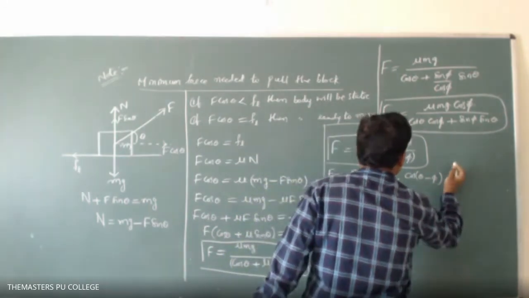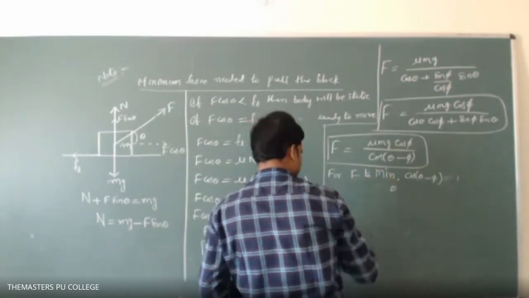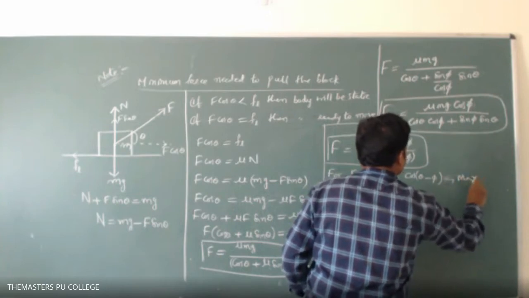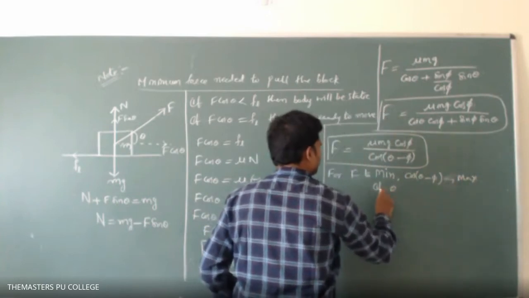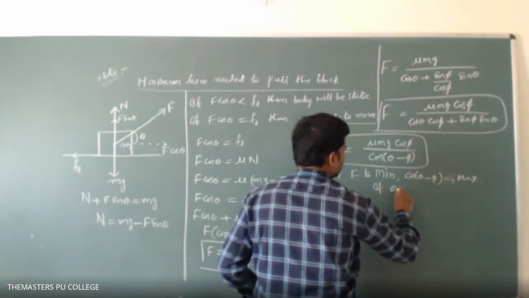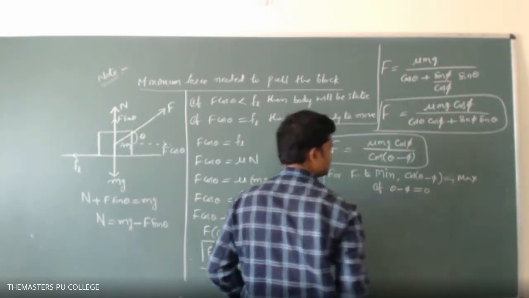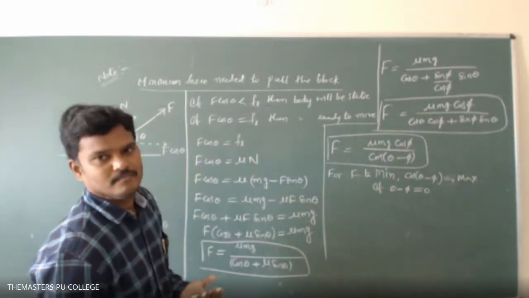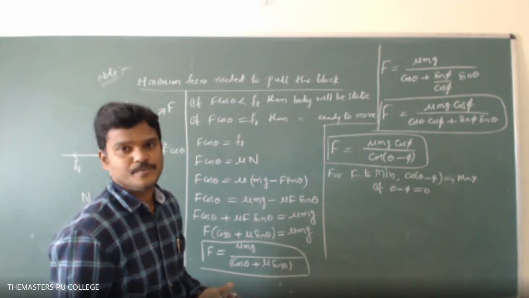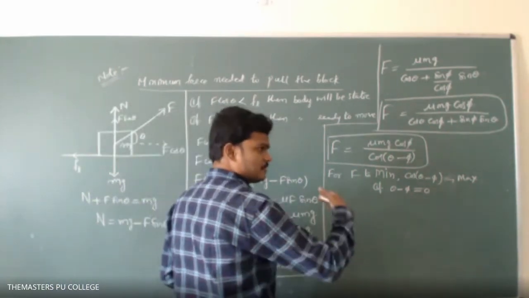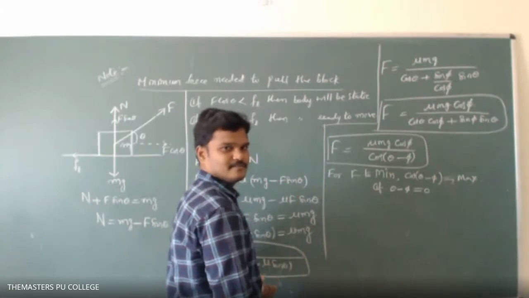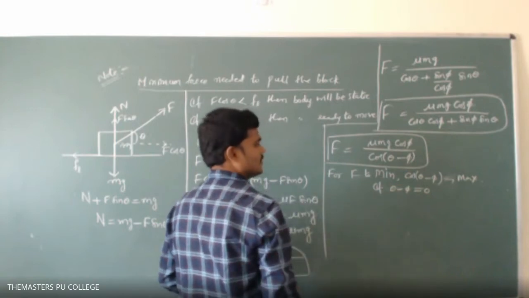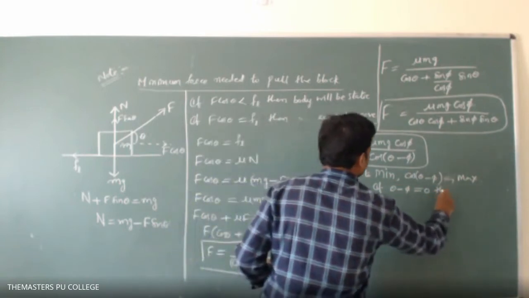For F to be minimum, this must be maximum. When is it maximum? If theta minus phi is equal to 0, correct? Cos 0 value is 1. You go for any other value, it is less than 1 because this is cos, not sin. Any confusion here? Theta minus phi as 0, then theta becomes phi.